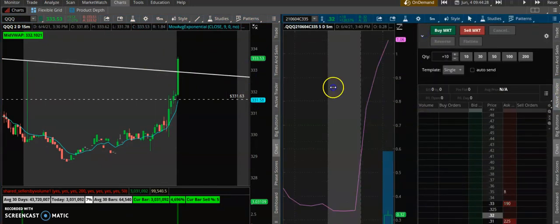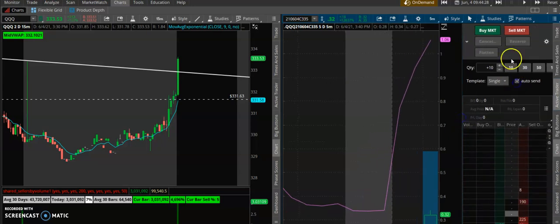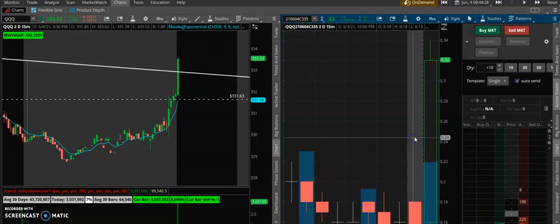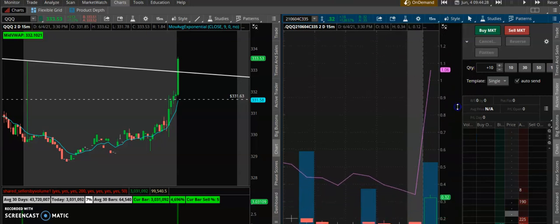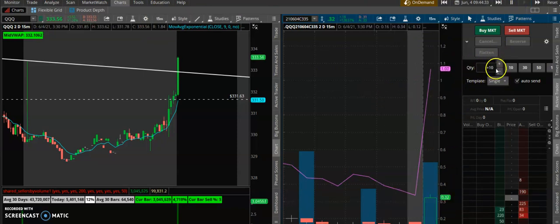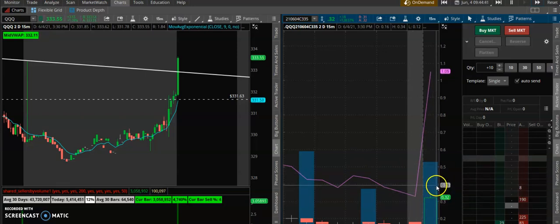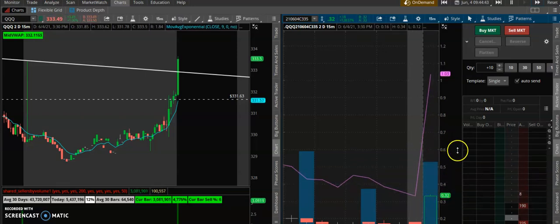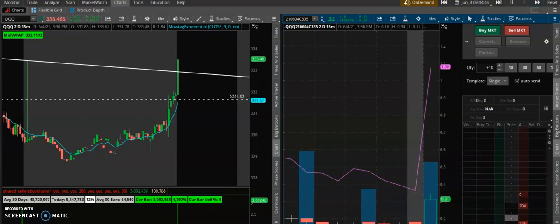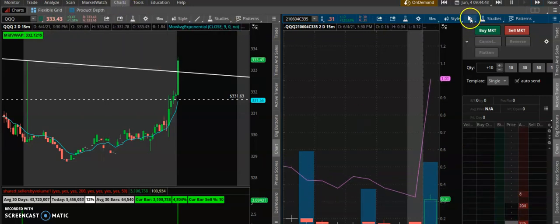Here you should be able to calculate by yourself how many options you want to buy. Let's say for this example that we want to buy $300 or $400 of options right here. In that case, it would be 10 quantity, because it's also multiplied by 100, which results in $300 if the price is 0.3.